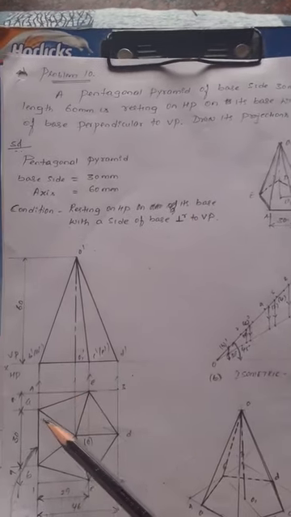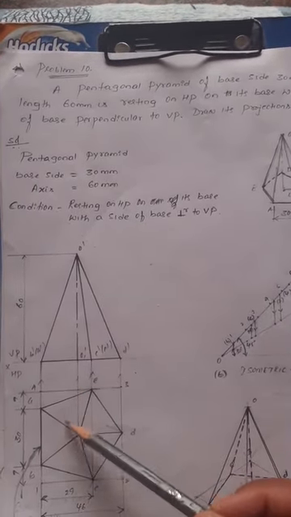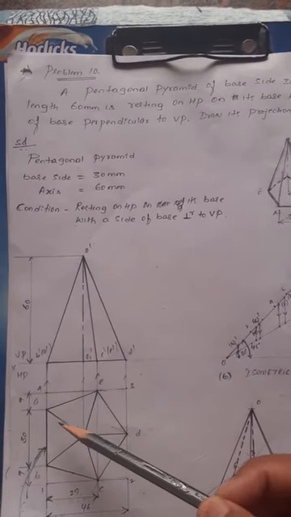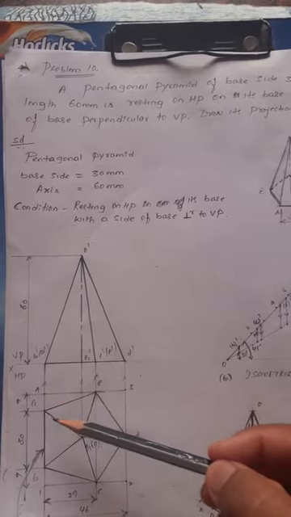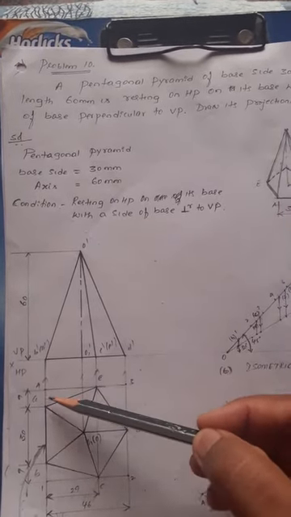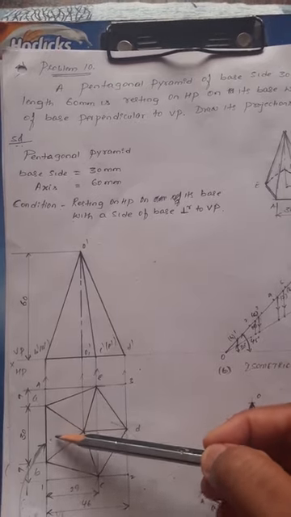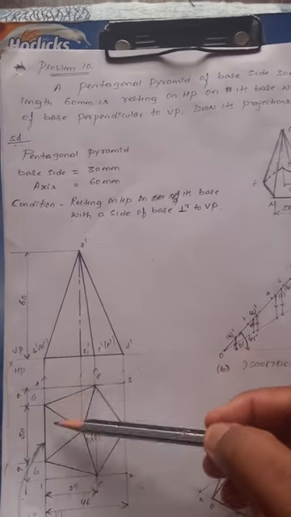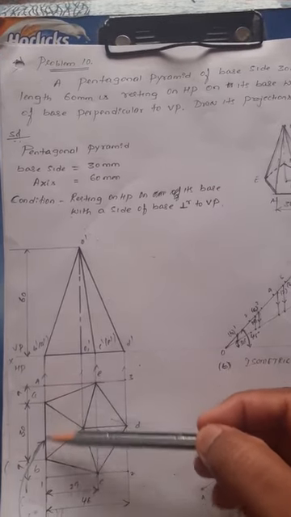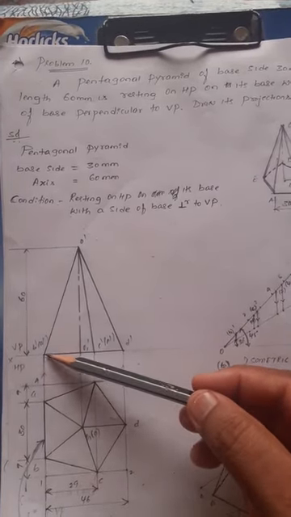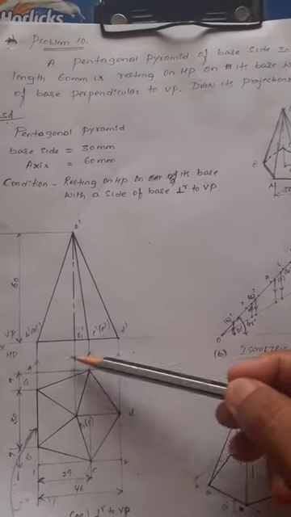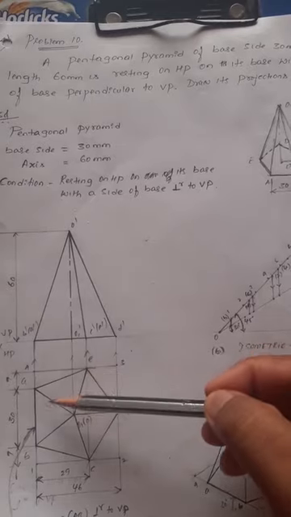Take any one side of the base, and that side should be perpendicular to VP. Now see how to draw it. Consider this base side AB, which is parallel to HP and perpendicular to VP. Perpendicular means the end points A and B coincide when you project in the front view. That is the condition. Now I have to draw a pentagon in this shape only.